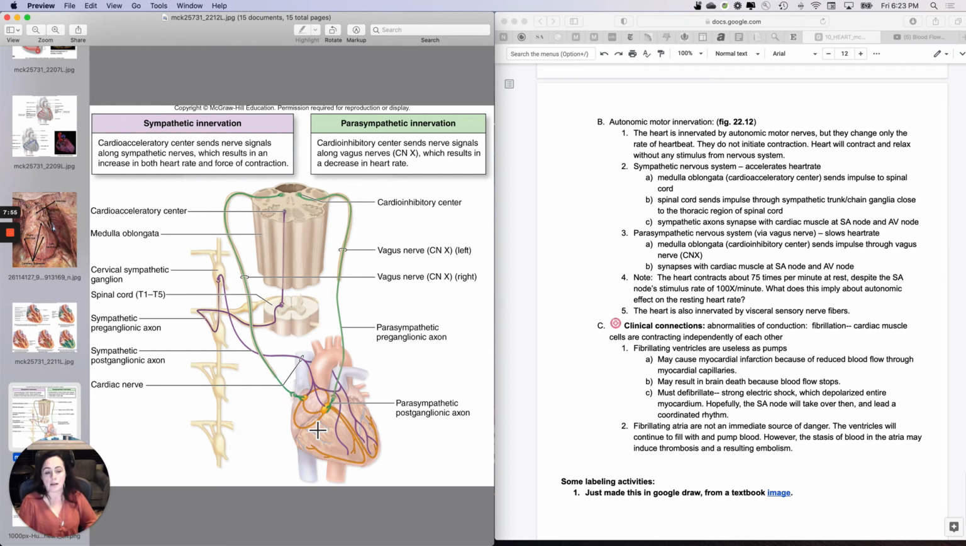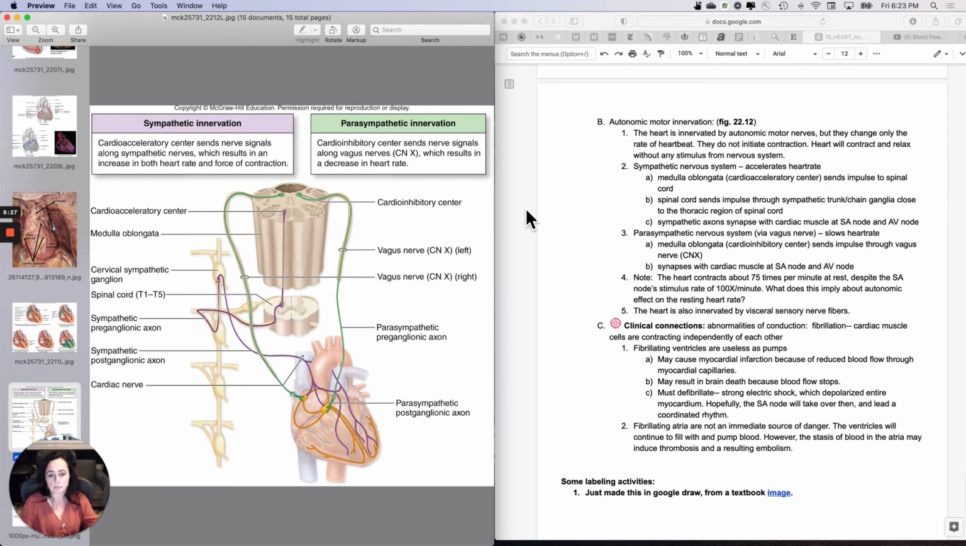So the heart at rest, when you are just chilling, contracts about 75 times per minute, maybe a little slower, I hope. Despite the fact that the SA node's rate of stimulus is 100 times per minute. And that is because, generally speaking, we have our foot on the brake. The parasympathetic innervation sort of dominates. The heart is also innervated by visceral sensory fibers that can make your heart actually hurt.